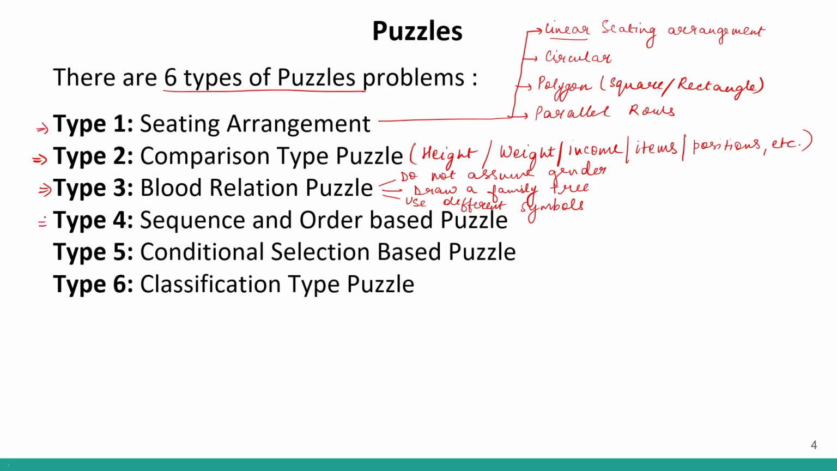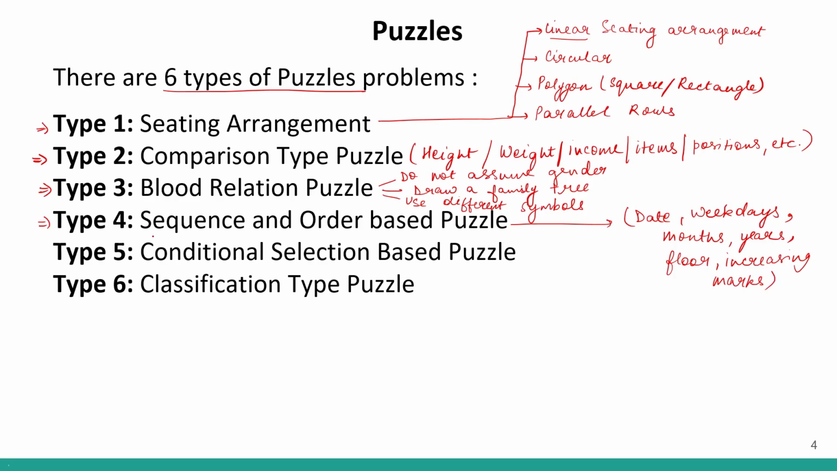Then we have sequence and order based puzzles. So sequence and order, again, we can have different things. We can arrange them based on date. We can arrange them based on weekdays also. Okay. We can arrange them based on months. We can arrange them based on years. We can arrange them based on floors, different floor numbers. We can arrange them based on increasing marks, or something like that. Basically, we are making a sequence and an order. There can be many possibilities in these types of puzzles.